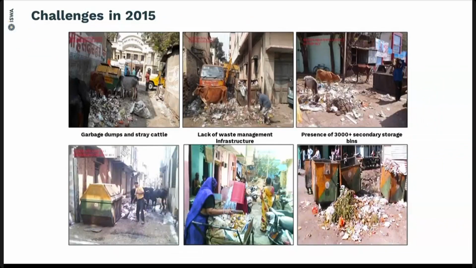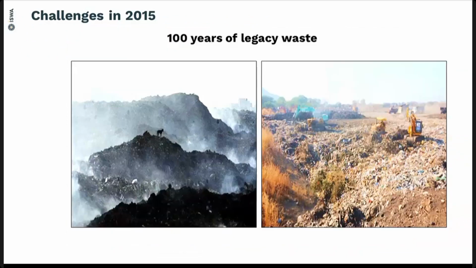These were certain challenges that other cities in India are also struggling with. They have secondary storage bins placed across the city, which attract a lot of stray cattle, leading to a lot of traffic hindrance, road accidents, etc. We also had approximately 15 lakh tons of waste placed at our dump site, which spans 100 acres of land. It was in 2015.